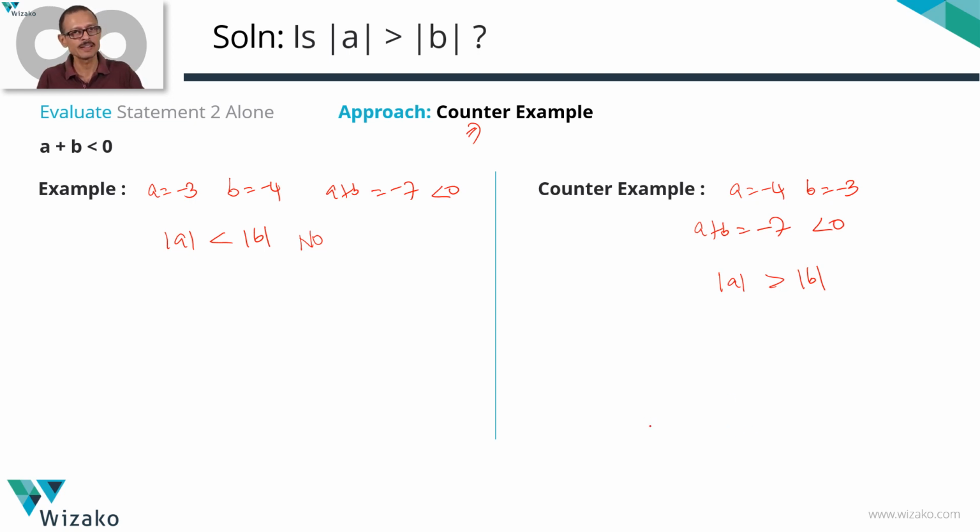Question: is modulus of A greater than modulus of B? The answer to the question is yes. If we went with example 1, the answer is no. If we went with example 2, the answer is yes. In both cases, A plus B was negative. We are able to find a counter example, which means statement 2 alone is not sufficient.